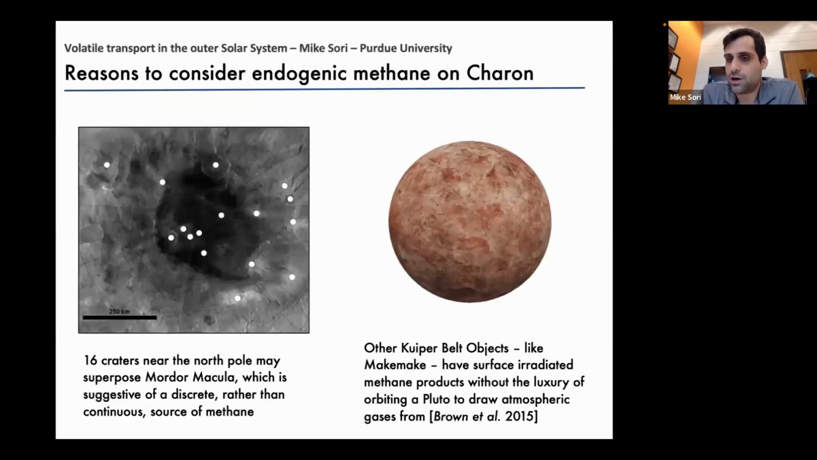But there are a couple of reasons why we thought an endogenic idea was worth thinking about for the source of the methane. The first is that we took a look at the North Pole in some geologic maps. We noticed that some of the impact craters that you see in the North Pole seem to superpose this tholin irradiated methane product region and excavate underlying water ice. So that might be suggestive that the red region formed and then at some point stopped, rather than was a continuous source all the way to the present day.